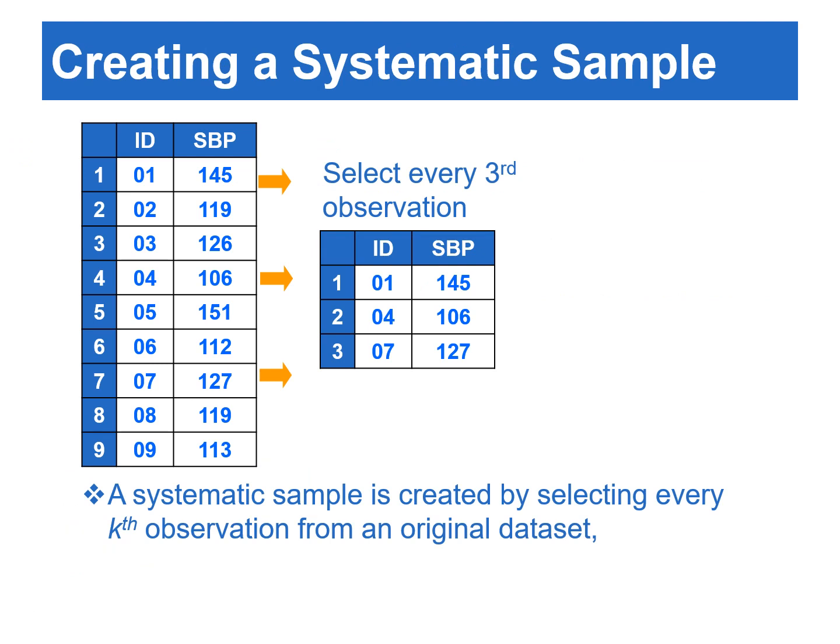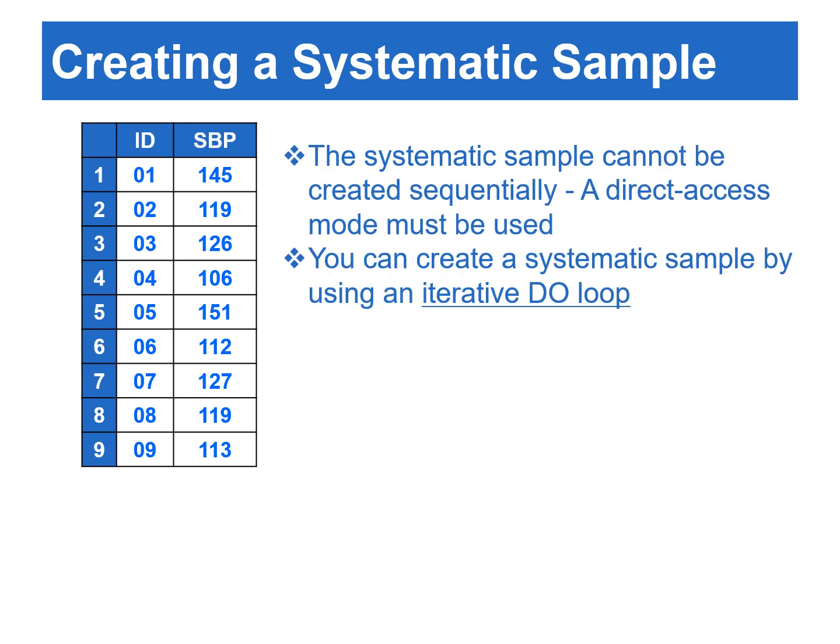Drawing samples from a dataset can be categorized into drawing systematic and random samples. Creating a systematic sample is to create a dataset by selecting every k observation from an original dataset. The systematic sample cannot be created sequentially, hence, a direct access mode must be used. We can create a systematic sample by using an iterative do loop.